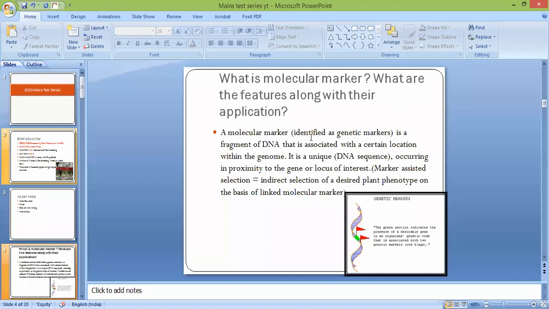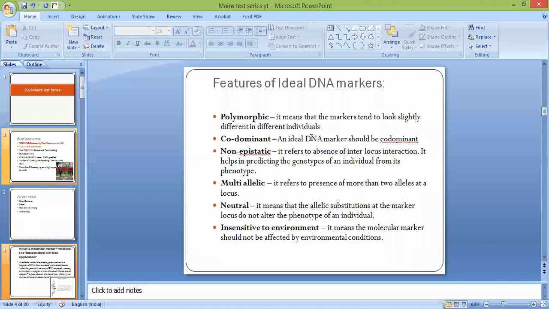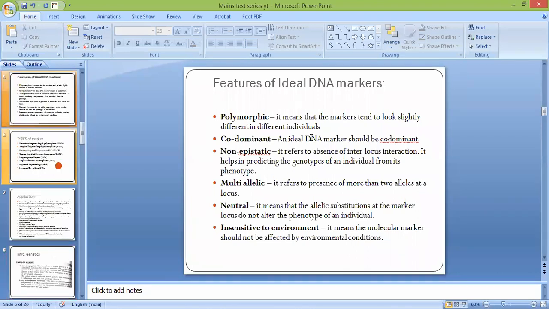Second, in that question they have also asked about the features of an ideal DNA marker. So what are the ideal features? These are the keywords: polymorphic, codominant, non-epistatic, multi-allelic, neutral, and insensitive to environment. So what do you mean by polymorphic? This will just occupy half a page in your answer.